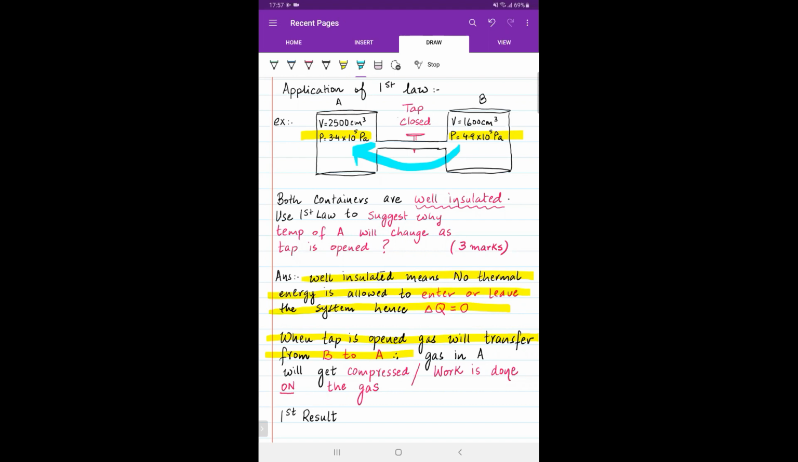So coming back to the statement: when the tap is opened, gas will transfer from B to A, from a region of high pressure to a region of low pressure. Yes, we can say gas in B has expanded, but it won't help, because the question asks about the temperature of A, so information about B is not relevant. That statement by itself is correct, but it won't be of use to me. So, reading the second statement: when the tap is opened, gas will transfer from B to A.